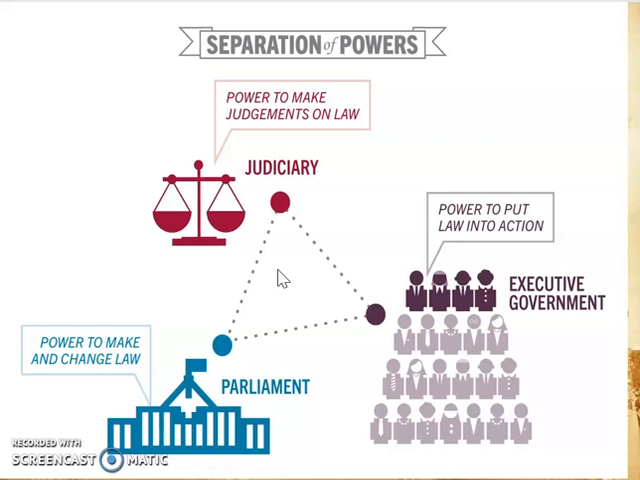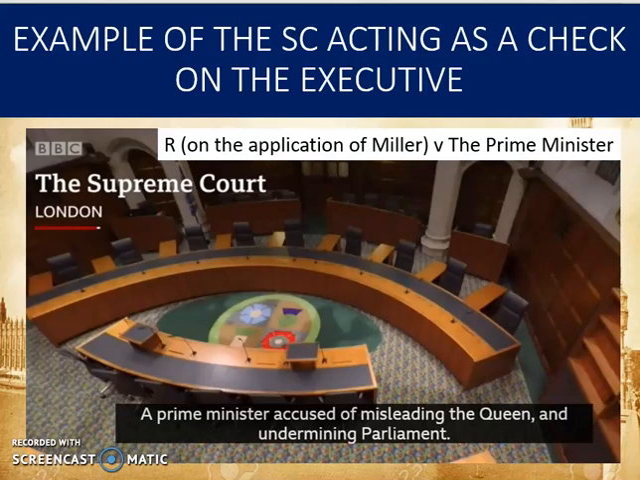The judiciary consists of judges in courts as well as those who hold judicial office in tribunals. Ideally, the judiciary must be independent of both Parliament and the executive, so that it is able to act as a check on both of these powers. The example that we've already mentioned of the Supreme Court acting as a check on the executive was this massively important case, R (on the application of Miller) and the Prime Minister.